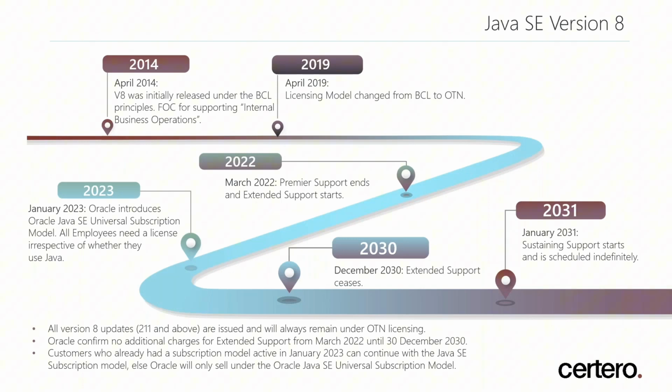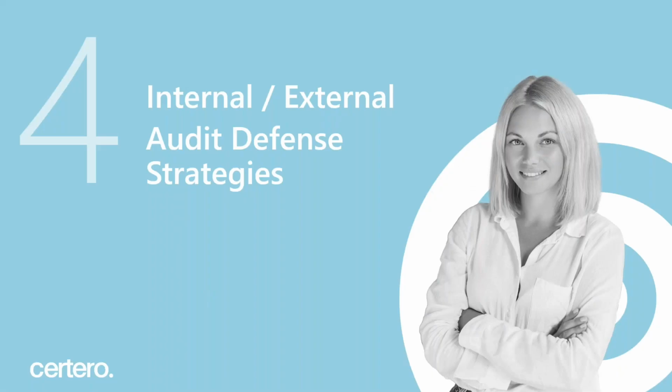Just to show you quickly version 8, because this is where all the models started, and you may find that a lot of your stuff is on there. Exactly the same principle where they started it free of charge, and then at update 211 they moved it to OTN. So the only difference really is version 17, 21 will change at update 13 and above, whereas Java version 8 changed at update 211.